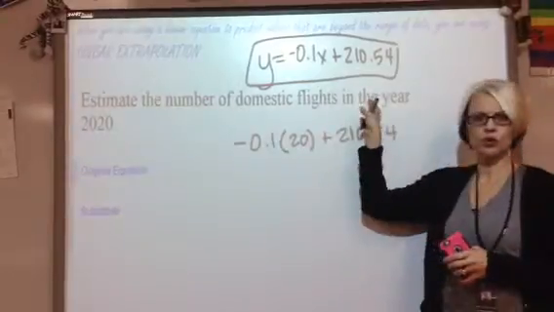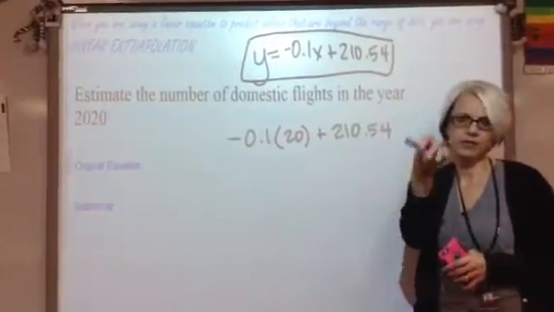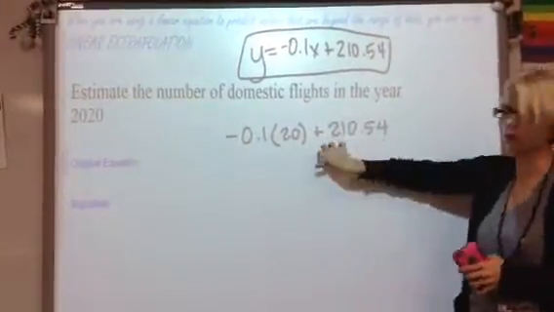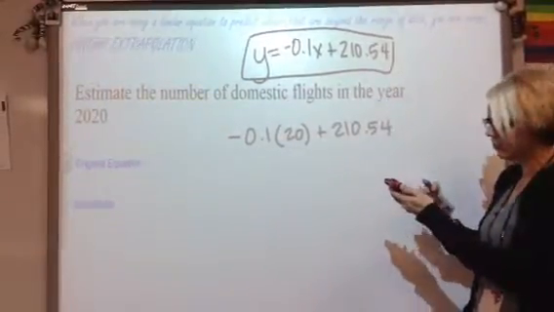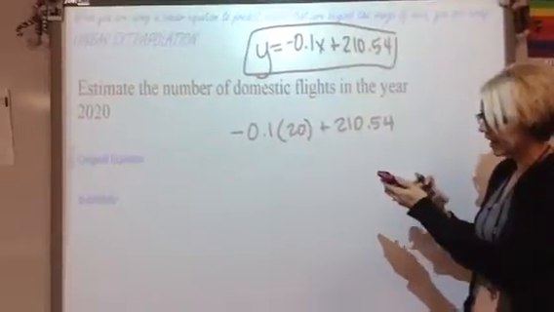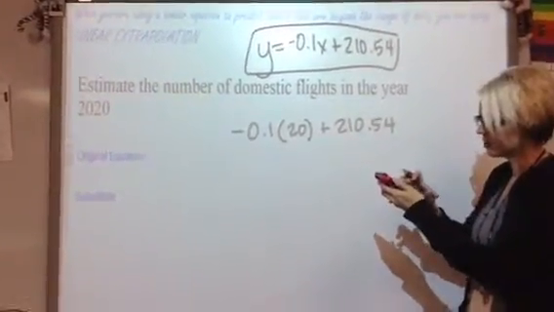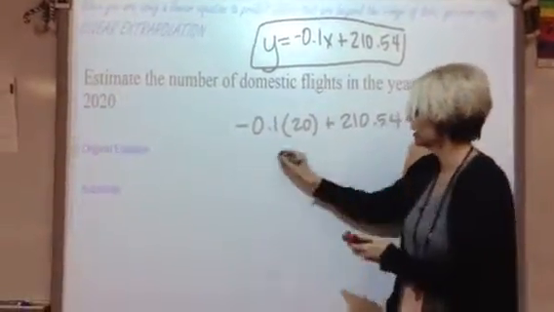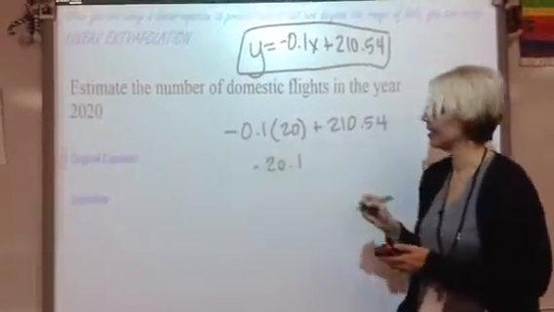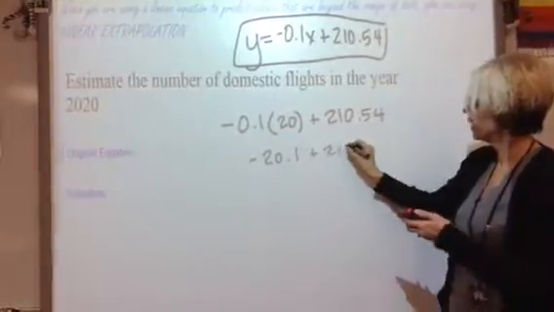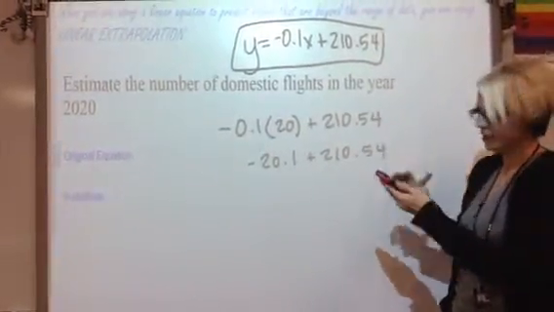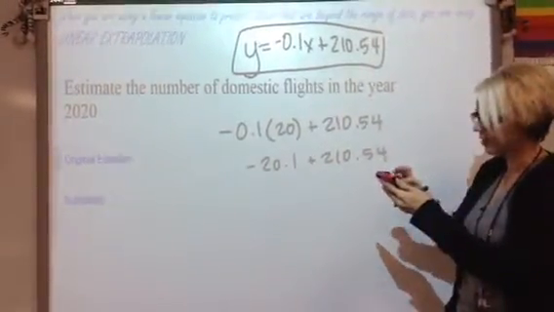And when you guys do your real world example, you'll know where to start from because it'll be on your graph. It'll be your origin point. So we're going to multiply negative 0.1 times 20. And I know what it is, but I'm just double checking here to make sure my math is correct. So this is negative 2, because a negative times a positive is negative, plus 210.54. So then I'm just going to add that on my calculator here.